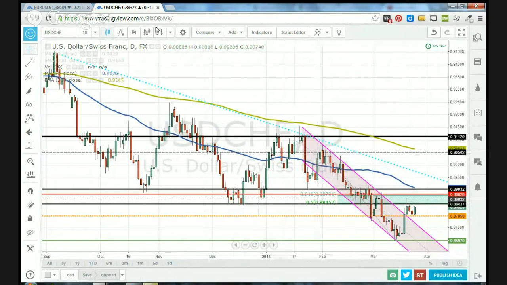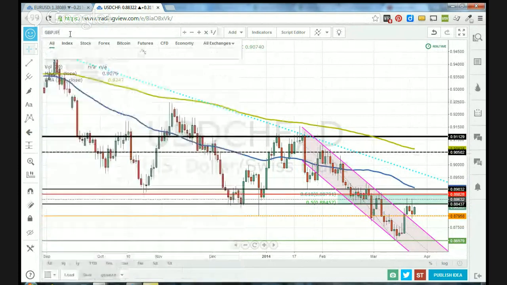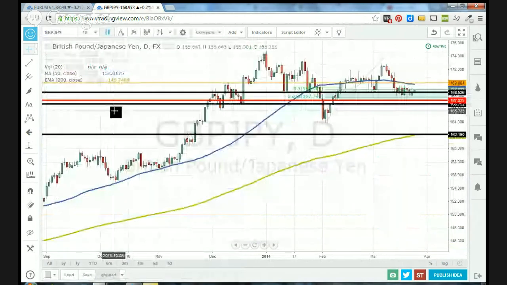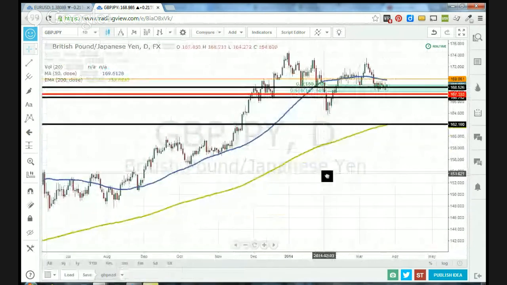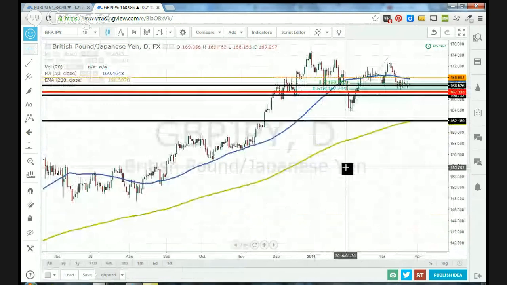I am also long pound yen and Canada yen. So let's take a look at pound yen. And we'll zoom out a little bit here. So long pound yen, long at the black line, stop at the red line. That position is slightly in the money. I'm not going to move to break even until it closes above the orange line.